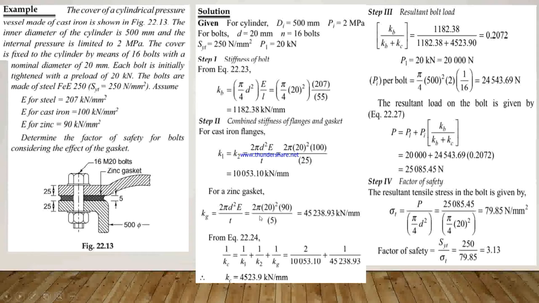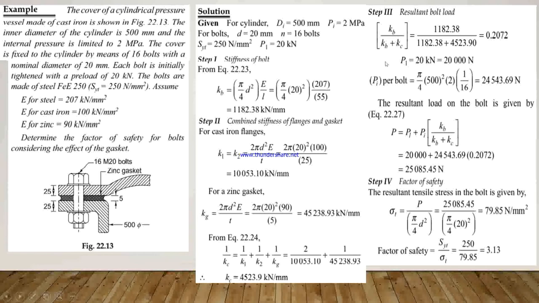And now we calculate for the zinc gasket, kg is equal to A divided by t, where the area is pi by 4 d square, divided by t into E. By putting these values, we got the value of kg. After calculating the stiffness for the flange and gasket, we combine them by using this formula: 1 upon kc is equal to 1 upon k1 plus 1 upon k2 plus 1 upon kg, and we calculate the value of kc, that is 4523.9 kN/mm.